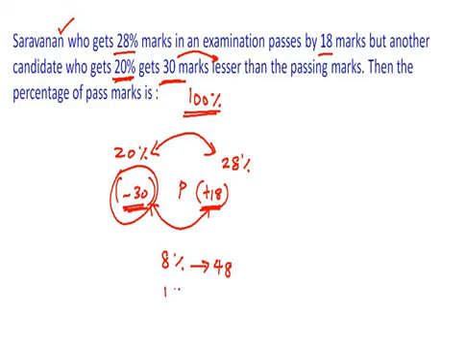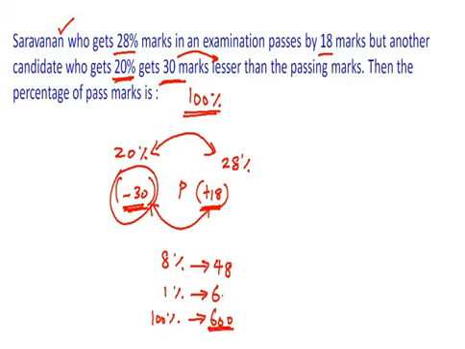What is going to be 1%? Very simple. We divide by 8 on both sides. We are going to get 6. So what is 100% of the score? So we multiply with 100 on both sides and that is going to be 600 marks, right?